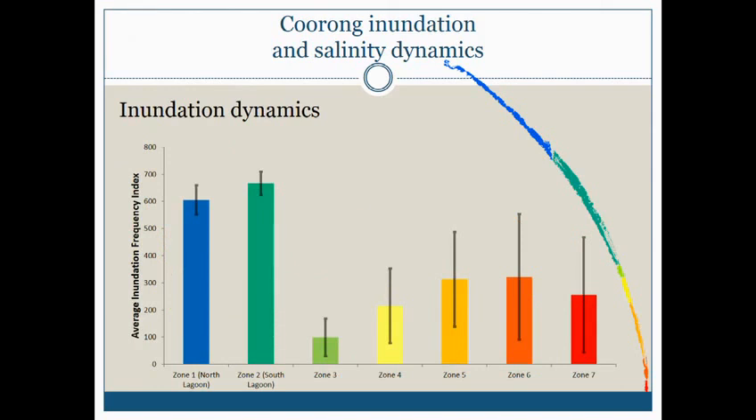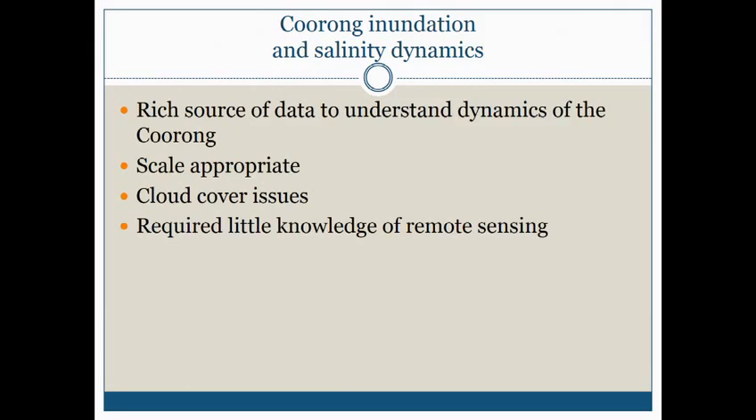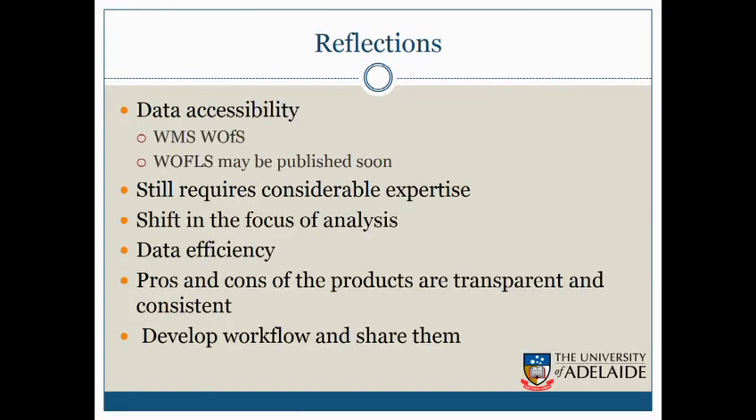This is another way of showing the variability of those zones, and apparently there's a stronger relationship for these guys between rainfall and frequency of inundation, which doesn't exist for these zones up here. It's a great scale to use this data set. It might be a little bit sensitive to cloud cover issues, but the fact that we could repurpose a couple of scripts from previous projects to let someone who has very little knowledge of GIS and remote sensing use it shows that this data set has a lot of potential for a lot of people.